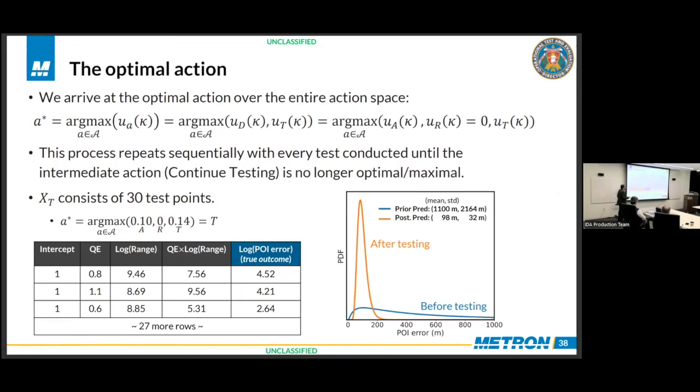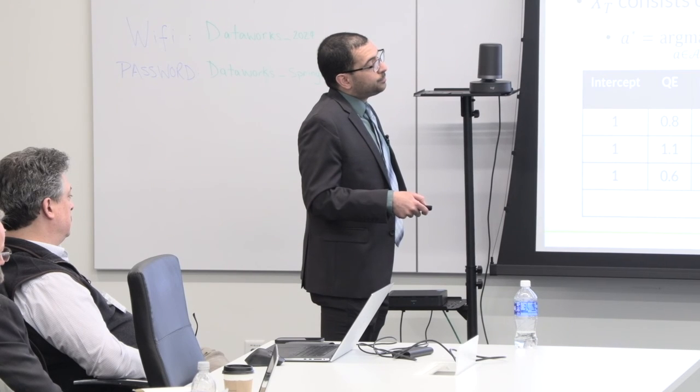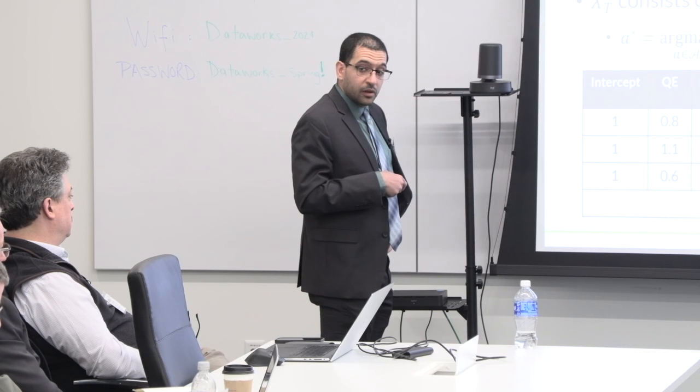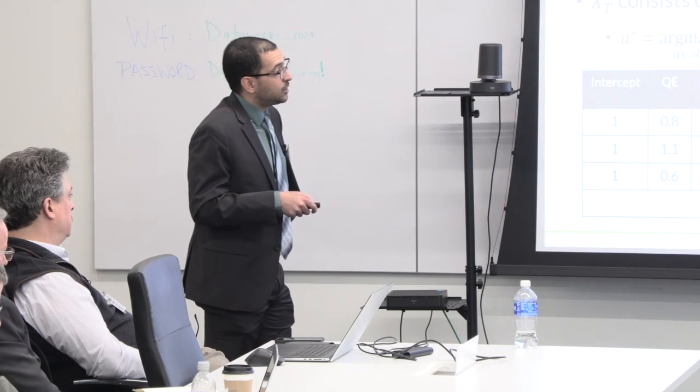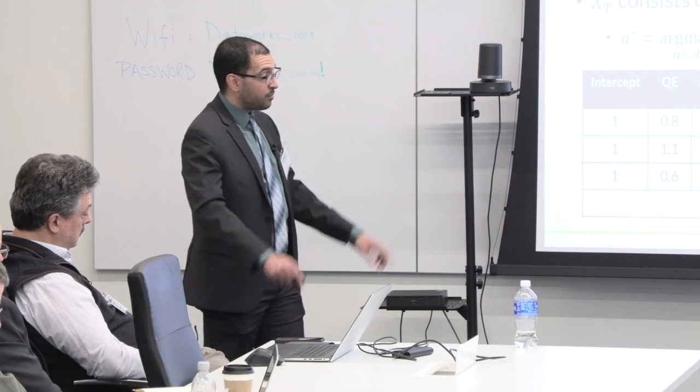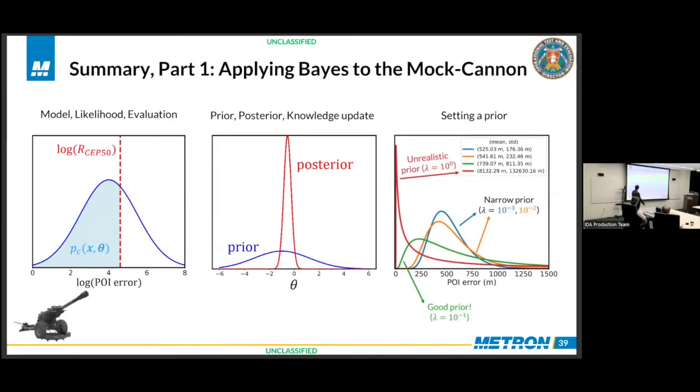Looking at comparing the prior predictive before doing the test to the posterior predictive after doing the test, it recommended doing the test, and this is how the distribution sharpened up after performing that. And so it became much more certain about the distribution of point of impact errors for the Mach cannon.